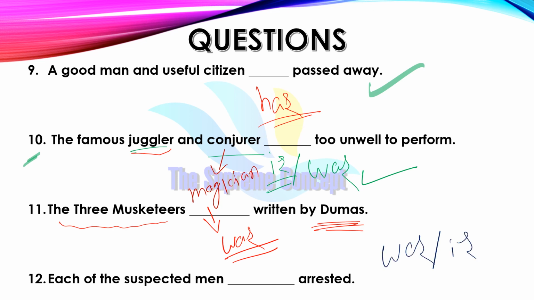See, each of the suspected men. Here "men" is plural, no doubt. But we are considering each of the individuals, each of the men. So for that reason, as "each" is used, we read one rule where it said that whenever each, everyone and words like this are used, we go for the singular verb form. That's why we used the singular verb form here. So here we will use "was" or "is".